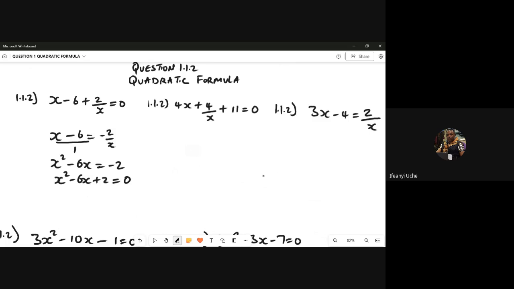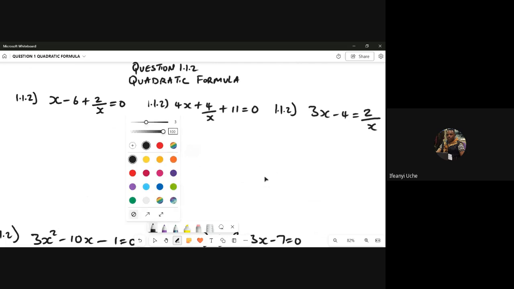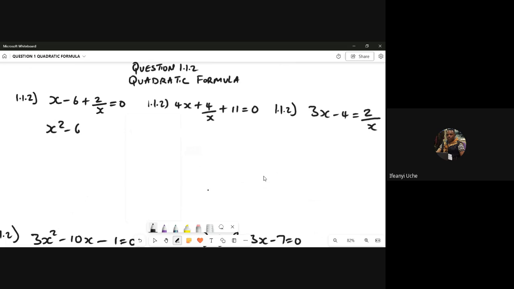So do not get carried away by the fact that, okay, it is a fraction and you get scared. No, your knowledge of algebra is going to help you maneuver all this. Then, if we now look at it this way, we're going to have our x squared minus 6x plus 2 equal to 0. We can also highlight one more time. Since we have just x squared, we know it's going to be 1 there.